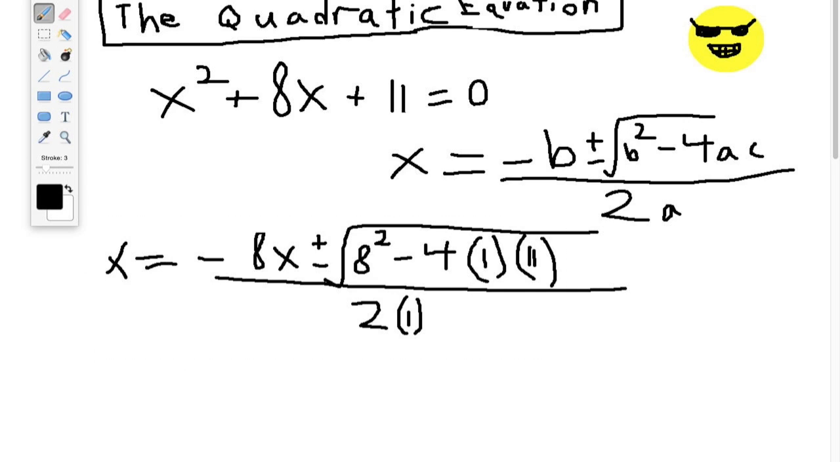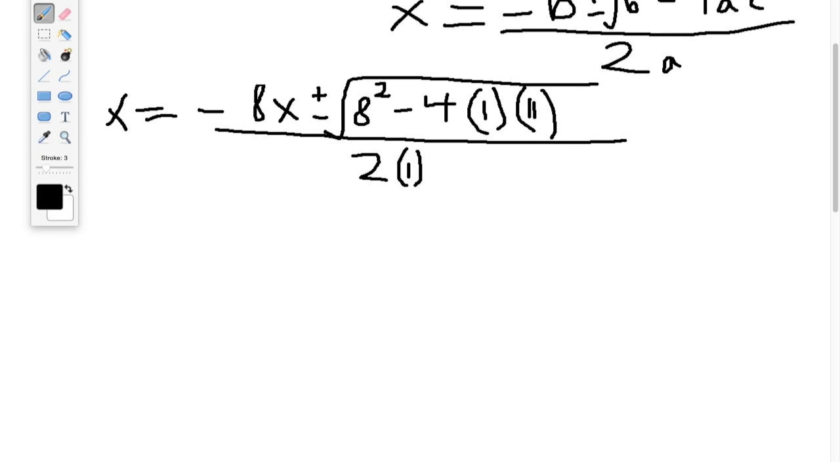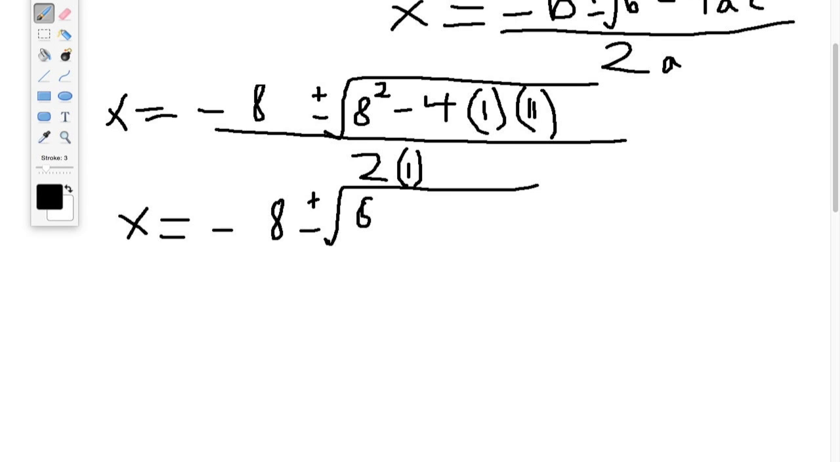And what we're going to do here is scroll down a little bit. And actually, this x shouldn't be here, sorry. It's just 8. Now we plugged everything in and we're going to simplify it. So we have x equals negative 8 plus or minus the square root of, 8 squared is 64, because it's 8 times 8.